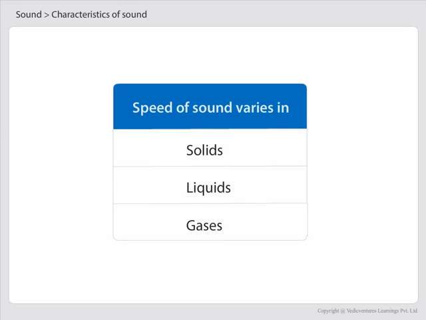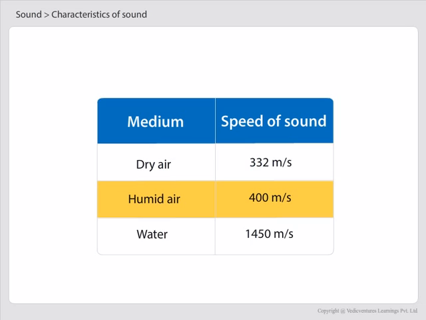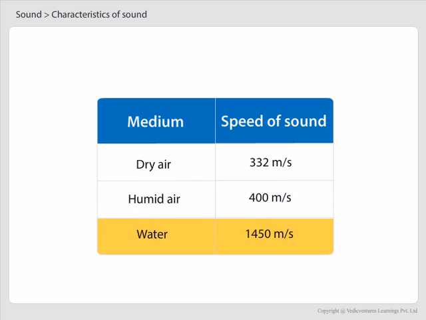Velocity or speed of sound varies in solids, liquids and gases. Speed of sound in dry air is 332 meters per second, and it varies depending on the humidity of air. Speed of sound in humid air is 400 meters per second. Speed of sound in water is 1450 meters per second.